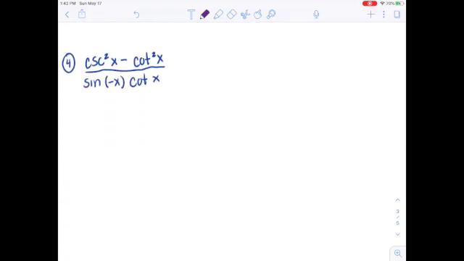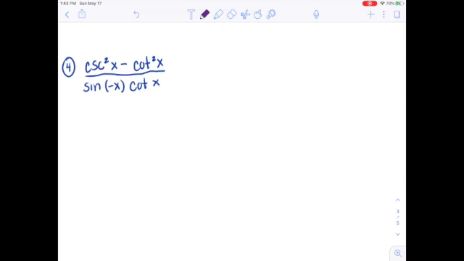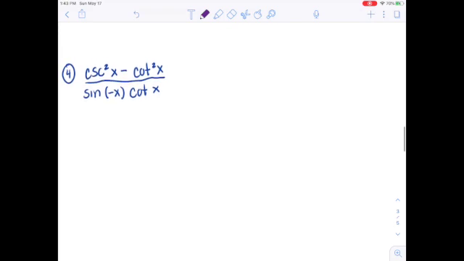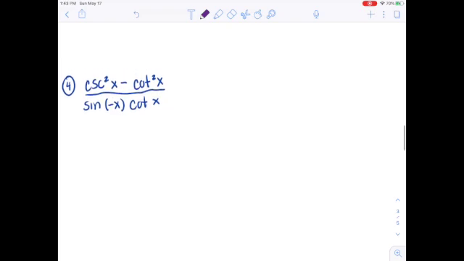Number 4, we're getting a little bit more complicated, right? So in the numerator, it's actually similar to the problem we just did. We've got cosecant squared of x this time minus cotangent squared of x. So using the identity of 1 plus cotangent squared of theta is equal to cosecant squared of theta, I'm going to take and replace my cosecant squared of x as 1 plus cotangent squared of x.